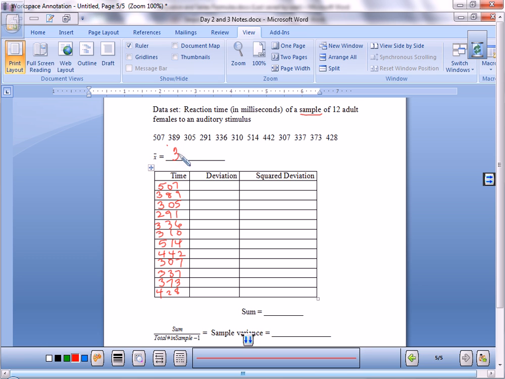Now, of course, we could have gotten that same thing by adding them up manually and dividing by 12. That's exciting though. Yeah, that is exciting. Okay, so now we know the mean is 378.25.